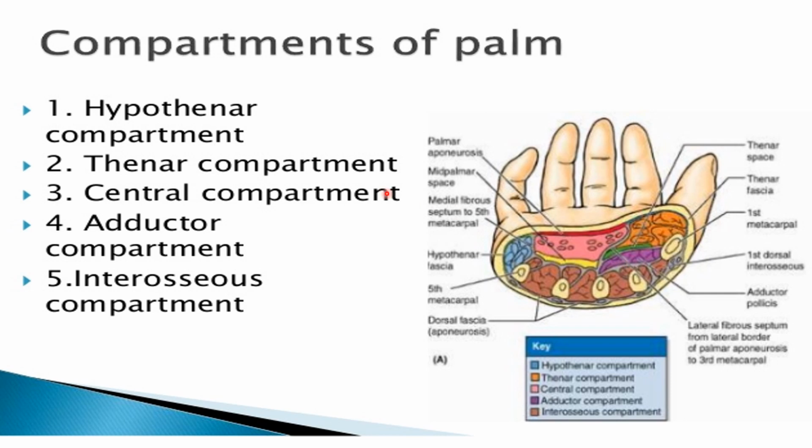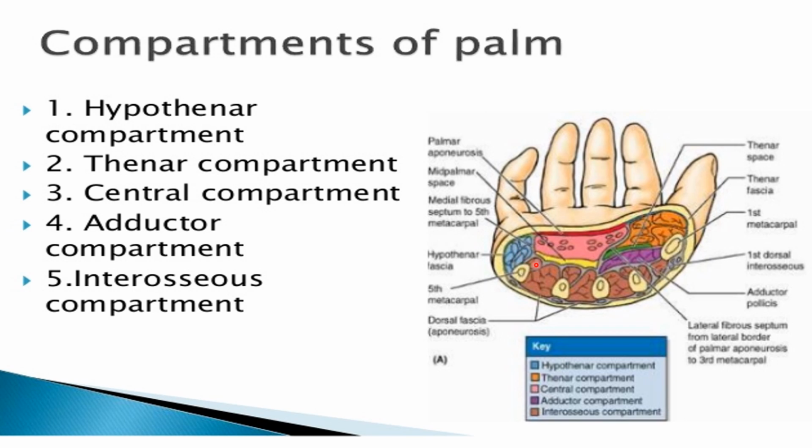Okay, so there are five compartments that are formed in the hand, and the intrinsic muscles of the hand are located in these five compartments. You have to memorize the names of these compartments and also memorize where they are located and how they are formed. Okay, first of all, the medial fibrous septum.